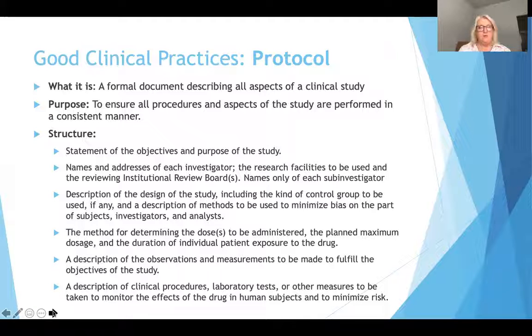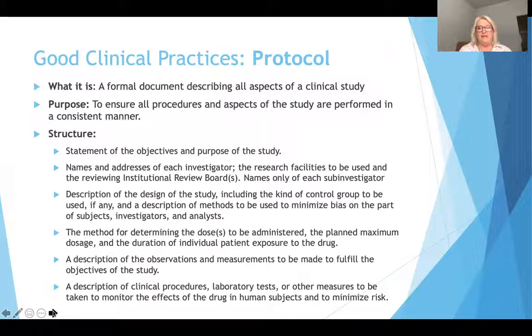The structure is important because it needs to state the objectives and purpose of the study, who the investigators are, the facilities, where this is going to be taken, where this is going to be placed. What's the description and the design of the study? Are there control groups? What are they for? What are the analytical methods used to minimize bias on the part of the subjects, investigators, and analysts? This would also include any blinding procedures that are performed, etc.